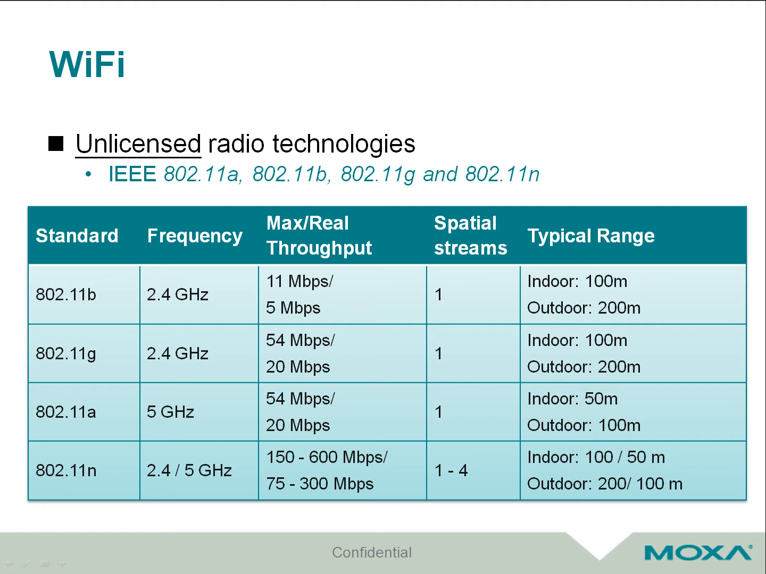The legacy B standard supports up to 11 megabit per second of data rate. A and G can go up to 54 megabit per second of data rate, and N can achieve up to 300 megabit per second data rate and even up to 600 megabit per second data rate depending on the transmitter's configuration.